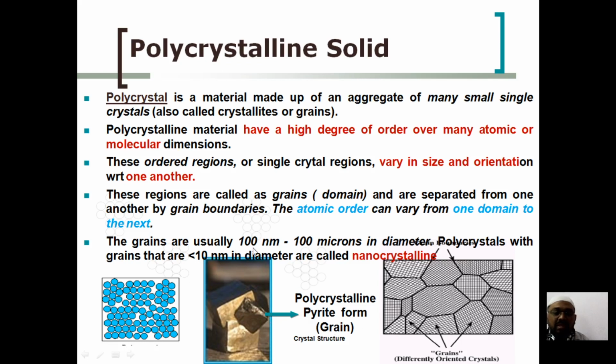Usually these have dimensions of 100 nanometers to 100 microns in diameter, and the polycrystal grains are less than 10 nanometers in diameter. If the grain is of the order of less than 10 nanometers in diameter, then we call such a grain nanocrystalline.